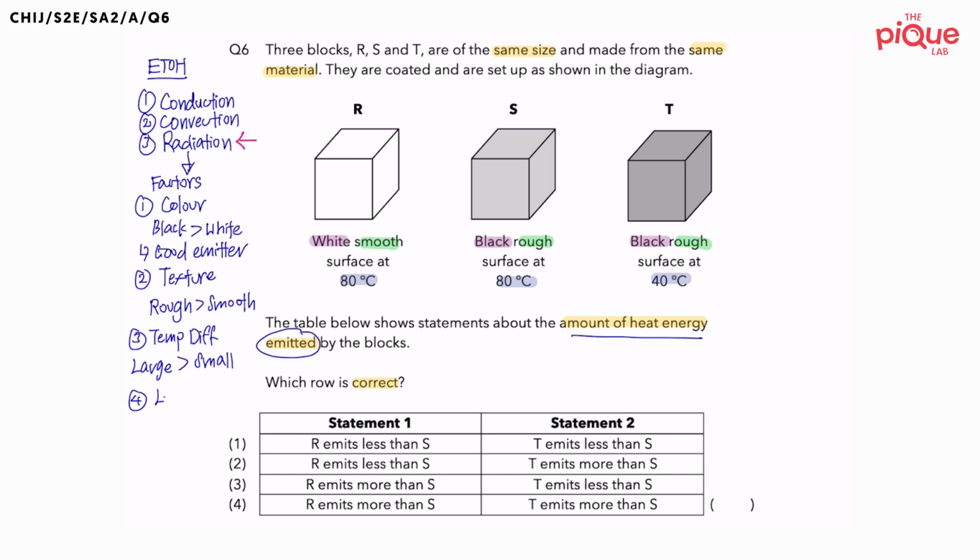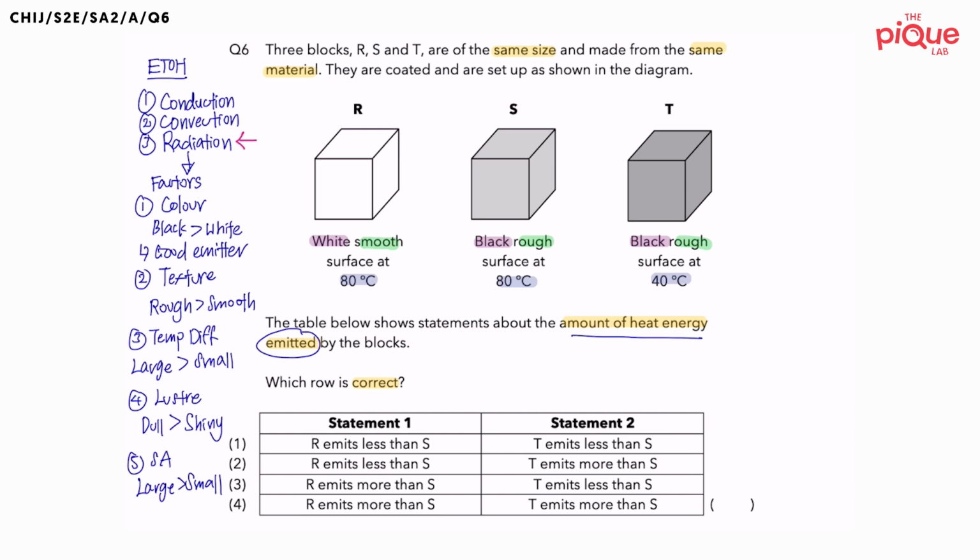It is luster. Whether an object is dull and the opposite of dull is shiny. And we learned that dull surfaces are better emitter of heat. And lastly, we also have surface area. Whether there is a large or a small surface area. Where an object with a large surface area will be a better emitter.